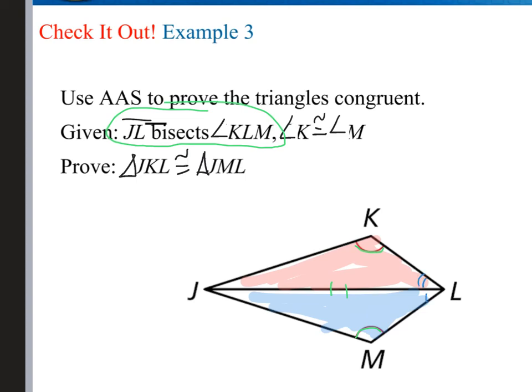So this angle is going to be the same as that because segment JL bisected this bigger angle. And so now I can say I have angle, angle, side. And so therefore angle, angle, side does show that these are congruent triangles.